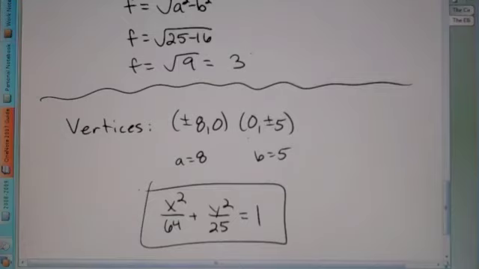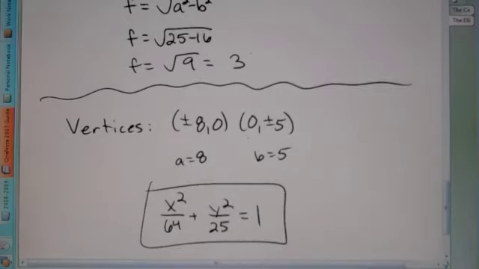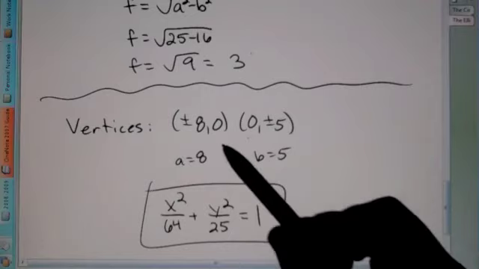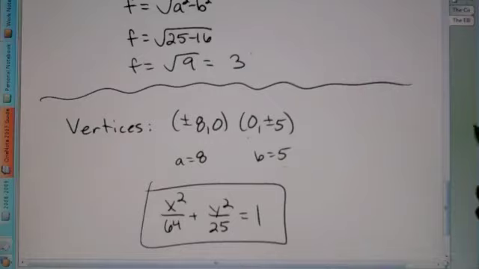Okay? So again, establish which one's a, which one's b. The greater one is a. The smaller one is b. And since it's 8, 0, we know that's on the x-axis. That's why we put it underneath the x.